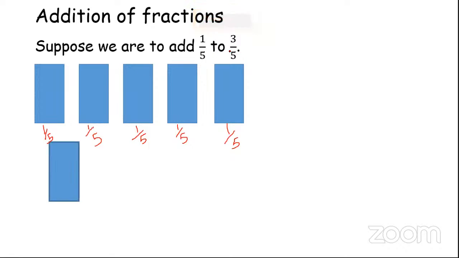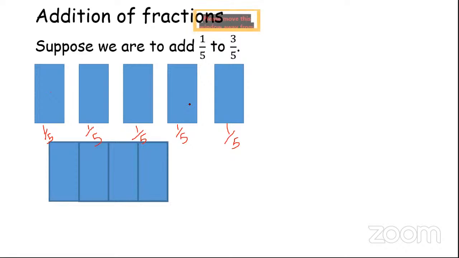And then I add 3 more of 1/5, 1/5, 1/5. So 1, 2, 3. And then I find out how much I have. So how much would we have at the end after adding 1/5 to 3/5? 4 out of 5. 4 out of 5, thank you. Any other?